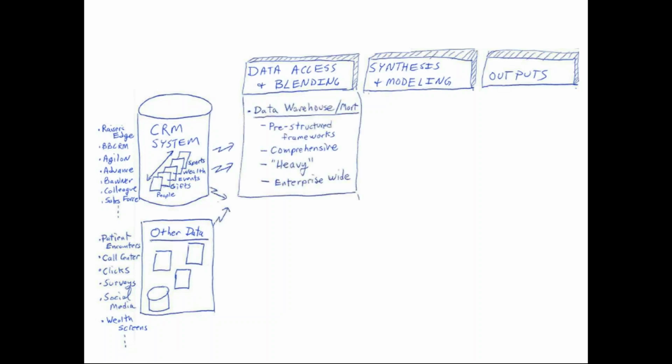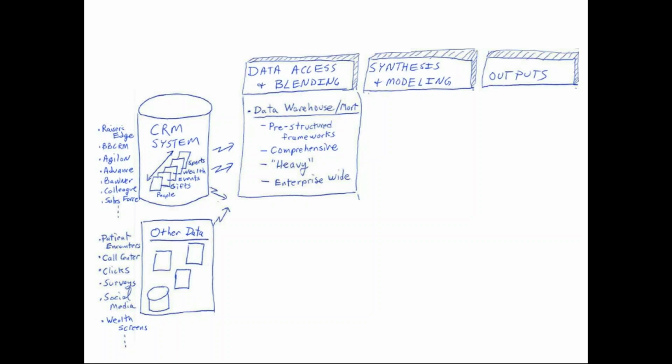There are two major ways of accessing and blending data. The first, which most of you are probably aware of, is called a data warehouse or a data mart. These are database-centric, and there's a bunch of providers. They take the raw data in these source tables, structure it, bin it, group it. We've pre-structured frameworks, comprehensive, one version of the truth. They're fairly heavy. They take a lot of setup time.